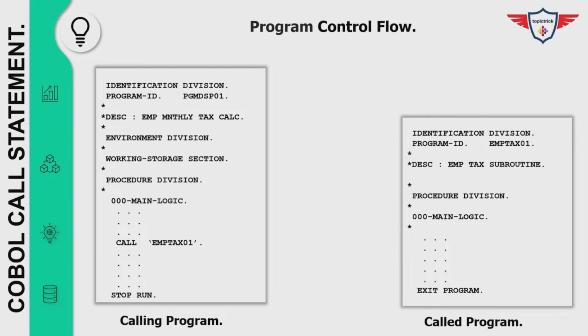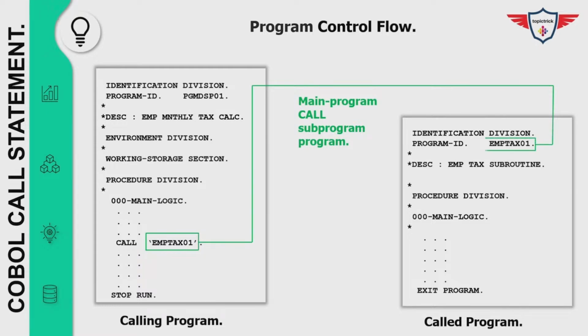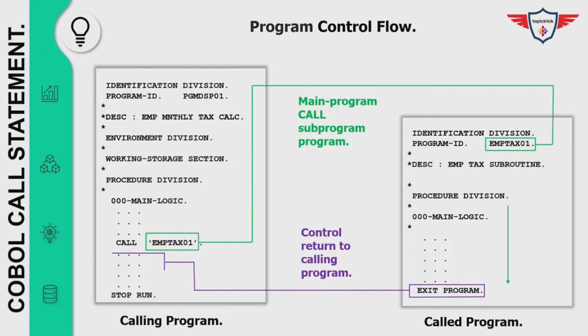So if you look at your screen, you have two programs. First program is a calling program, or a main program, and the second one is a called program or a subprogram. So in the main program you have a call statement that is calling your subprogram, that is EMPTAX01. In this example, while calling the subprogram, I'm not passing any data. So it's a simple call, and when the call statement is executed in the main program, the control will be transferred to the subprogram, and the logic which is included in the subprogram is executed, and finally control will return back to the main program and it will start executing logic after the call statement.